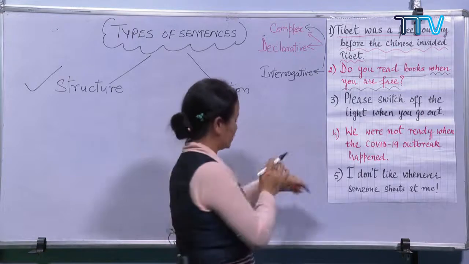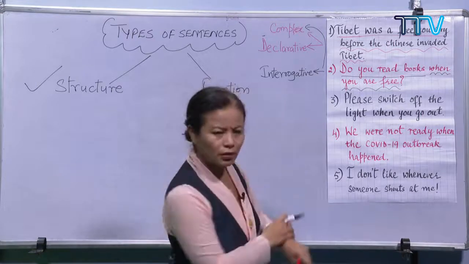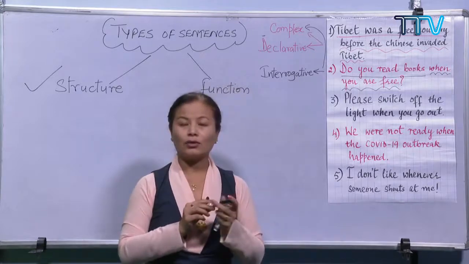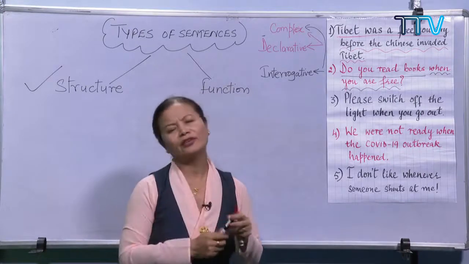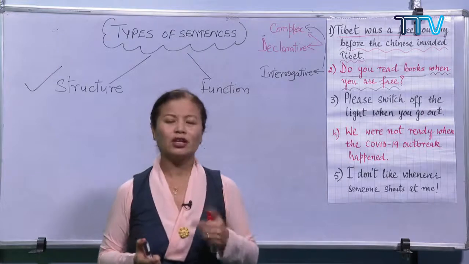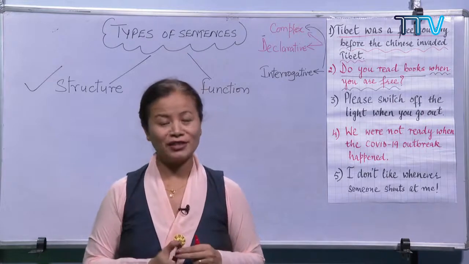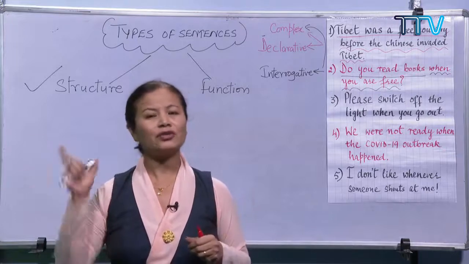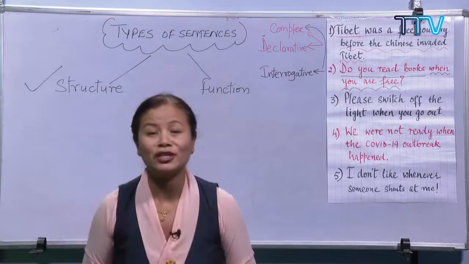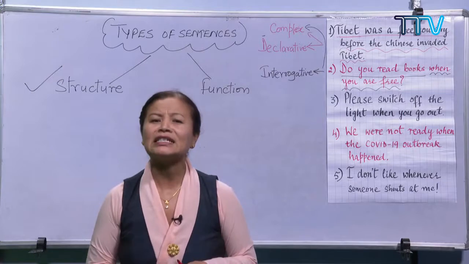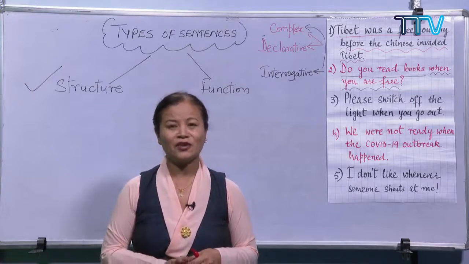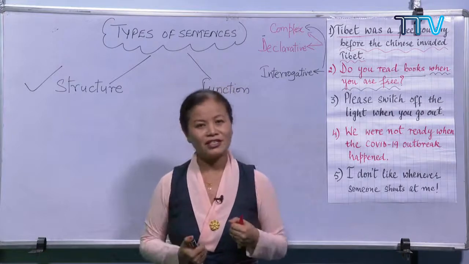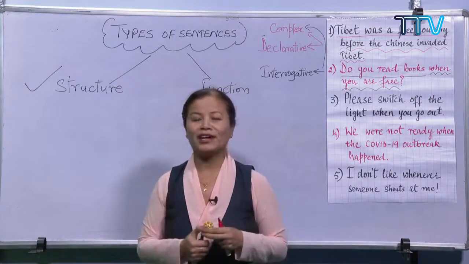The third example: Please switch off the light when you go out. This happens regularly in your class. Your class teacher or the subject teacher or the class monitor tells you, when you go out during your recess time, please don't forget to switch off the light. Please don't forget to switch off the fan, because it's a waste of energy, isn't it? We have a huge responsibility. So we need to conserve energy, isn't it? So do remember that.